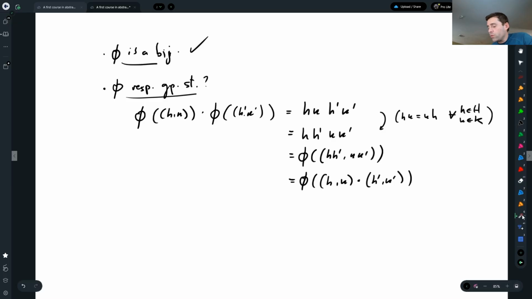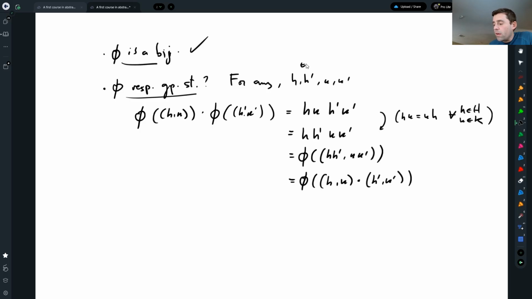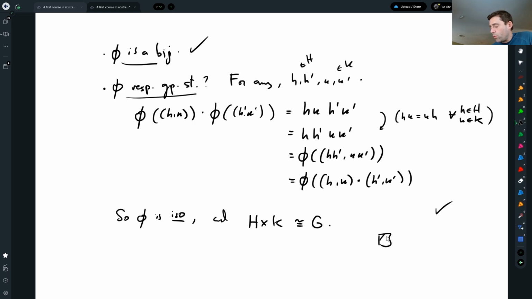And now I just want to point out that this is the product in G. These are all products in G, but when I'm here, that is the product in the star of the direct product H times K. Great. So, this is for any H prime, K prime, in H in K, and therefore it respects the structure. So phi is an isomorphism, and H cross K is isomorphic to G, which is what I wanted to prove.